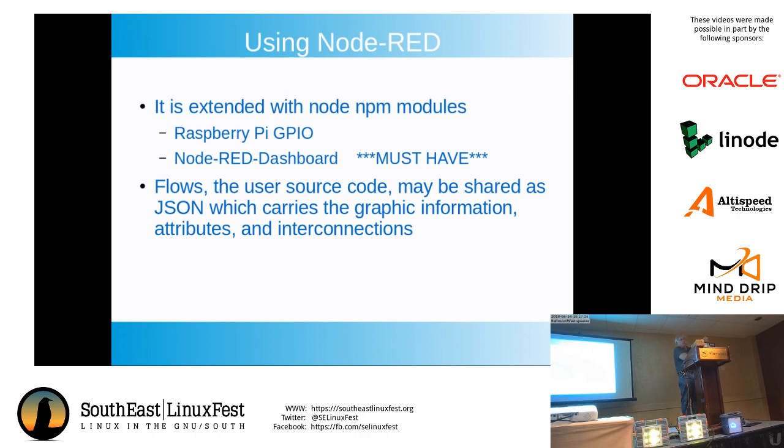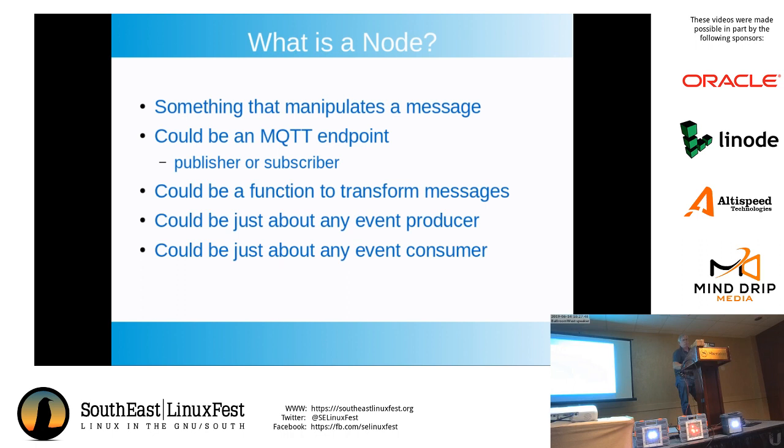This talk is overusing a lot of words, but a flow basically is all of the programming that the user puts into the thing, and it saves that off as a JSON document. And so then you can take that JSON document and mail that to somebody else, and they can load it up on their machine and have exactly the same configuration.